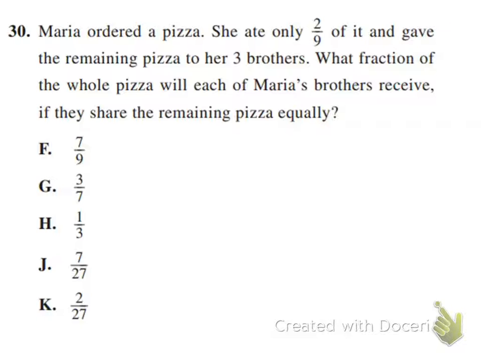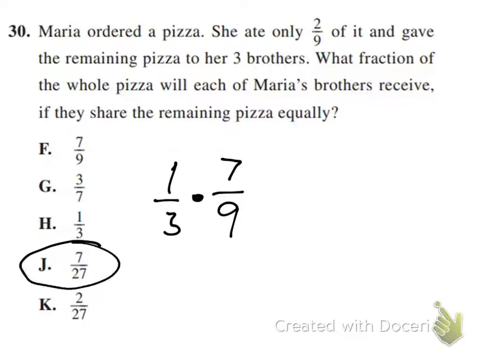How many pieces are left? Because that's immediately what we need to be thinking. 7 out of 9 are left, right? So if 2/9 is gone, 7/9 is left. And that's going to be important because she's going to give the remaining pizza, which is 7 pieces out of 9, to her brothers. What fraction of the whole pizza will each of her brothers receive if they share the remaining pizza equally? They each get 1/3 of it, right? So what is 1/3 of 7/9 is what we're looking for here. So each brother would get 7/27 of the pizza.